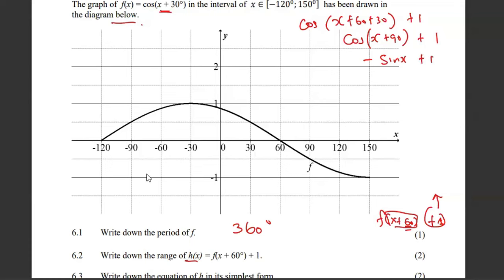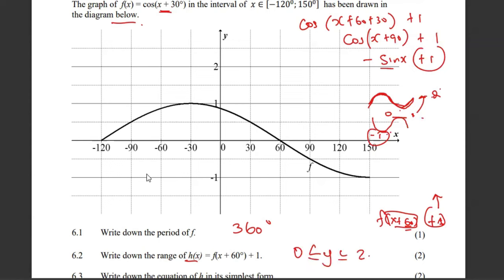So we know that a normal sine graph should be something of that sort. And then if it's a negative sine, it has to be the other way around, whereby the maximum is 1 and the minimum is negative 1. Now, if you move it 1 unit up, this 1 moves to a 2, and then this negative 1 will move to a 0. So it's a 2 and a 0. That should be our range values. Okay, 6.2, I'm going to say 0 is less than or equal to y, less than or equal to 2.